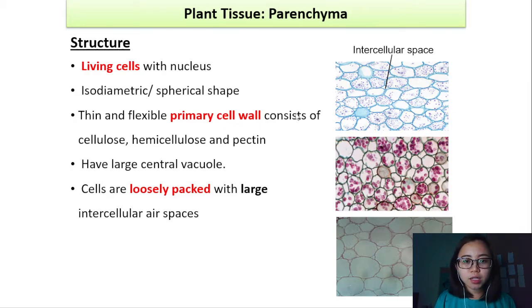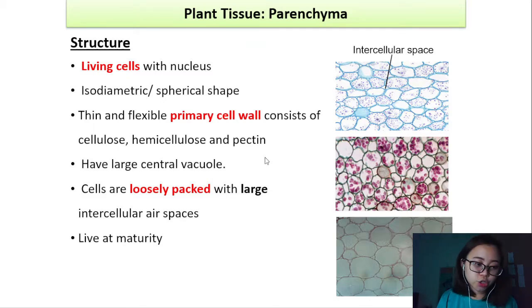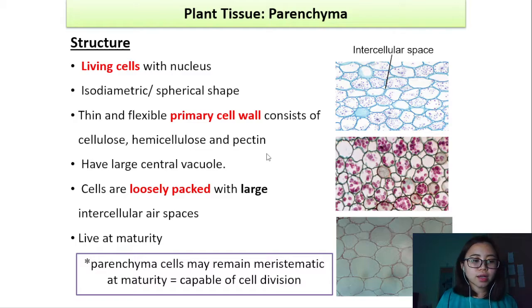Large intercellular air spaces means antara satu sel dengan sel yang lain kamu akan nampak ada rongga atau ada ruangan kosong. Ruangan kosong di antara sel digelar sebagai intercellular space. And they are alive at maturity. So this extra point, parenchyma cells may remain meristematic at maturity. Sesetengah parenchyma cell, kalau terpaksa, dia masih boleh buat mitosis, cell division. Kalau perlulah. Out of the ground tissues, only the parenchyma cells can remain meristematic at maturity.